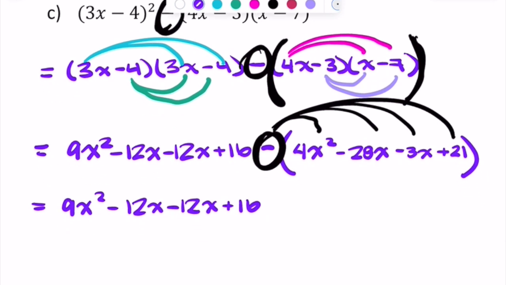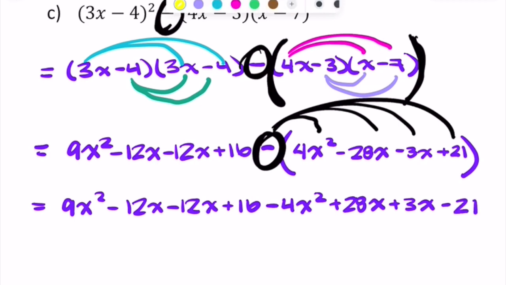So a +4x squared becomes a -4x squared, a -28x becomes a +28x, a -3x becomes a +3x, and a +21 becomes a -21. And like I said before, my kryptonite is I always forget one of those, so I always double check I flipped all those signs. And I did, so I feel pretty proud of myself.